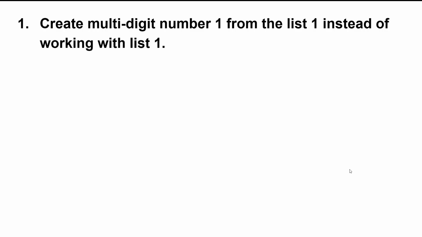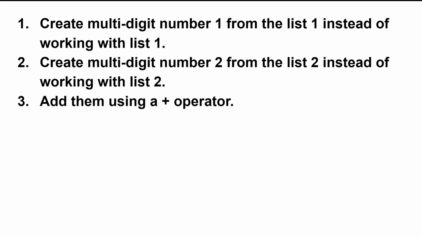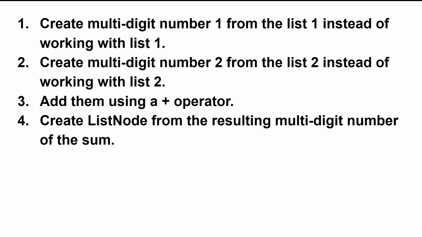When I read this problem, I was immediately tempted to do it in the most basic, straightforward way. It consists of the following steps. Step 1. Create multi-digit number 1 from list 1 instead of working with list 1. Step 2. Create multi-digit number 2 from list 2 instead of working with list 2. Step 3. Add them using a plus operator. Step 4. Create a list node from the resulting multi-digit number of the sum. Let's see the realized algorithm.